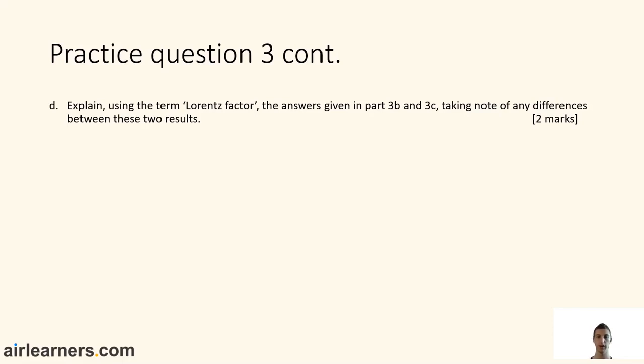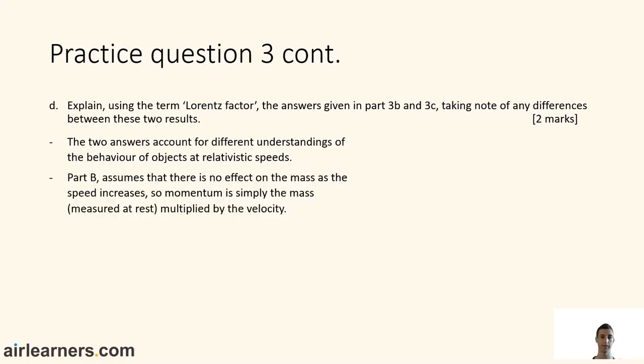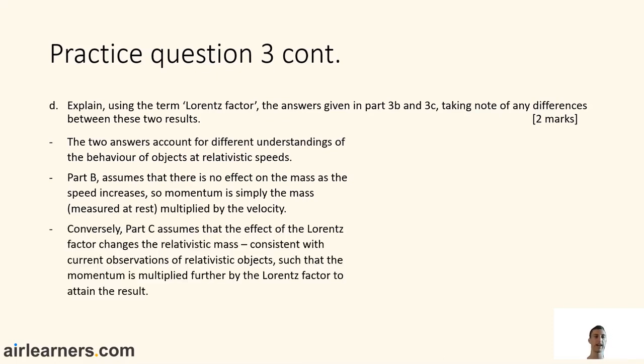All right, now that you've had a go at doing 3D, let's take a look to see how I would approach this. I would say something along the lines of the 2 answers account for different understandings of the behavior of objects at relativistic speeds. Part B assumes that there's no effect on the mass as speed increases, so momentum is simply mass as it was measured at rest multiplied by the velocity. I would also say that part C assumes that the effect of the Lorentz factor changes the relativistic mass, consistent with current observations of relativistic objects, such that the momentum is multiplied further by the Lorentz factor to attain the result.